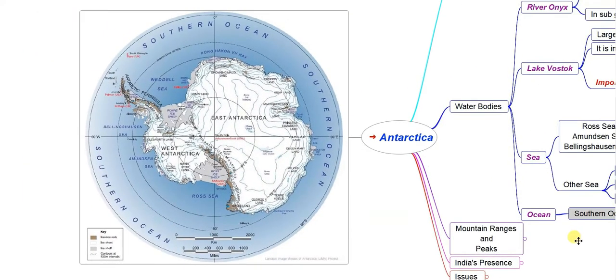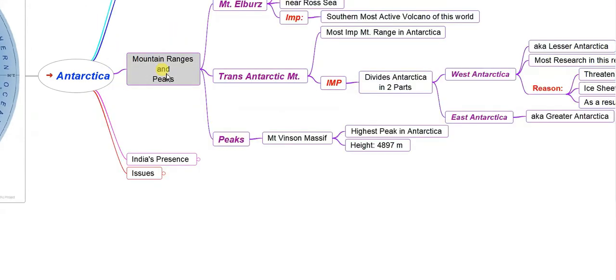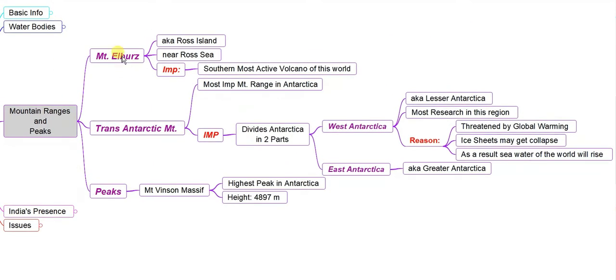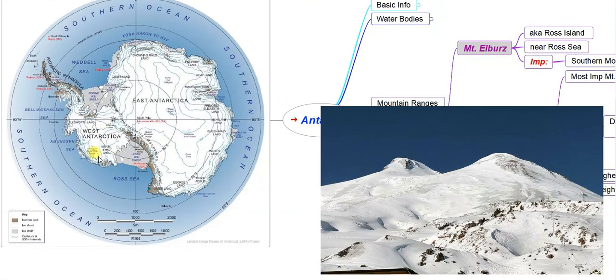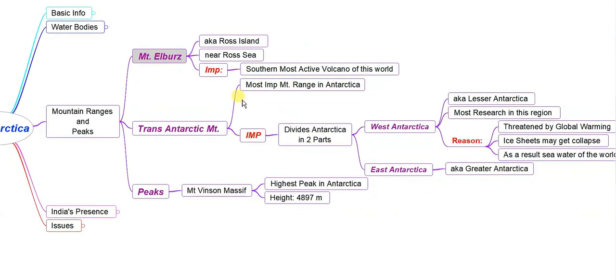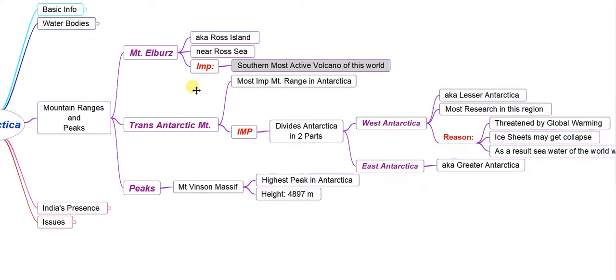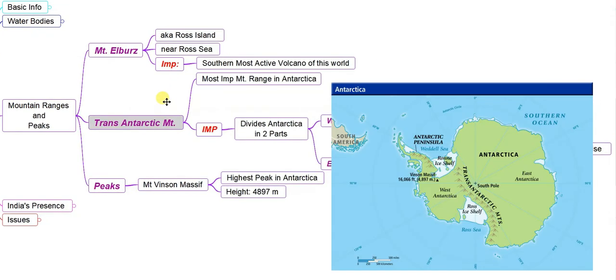Now, if we talk about mountain ranges and peaks of Antarctica, the first one is Mount Erebus, also known as Ross Island, and it is near the Ross Sea. अब इसका importance क्या है? It is the southernmost active volcano of the world. Do note this part.